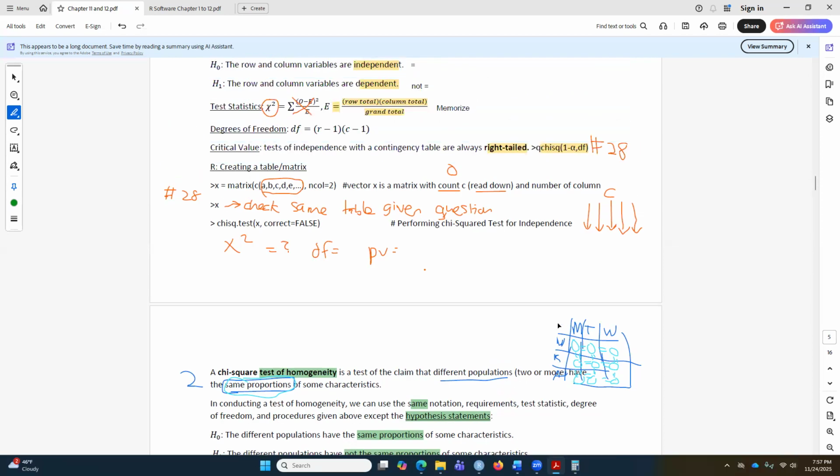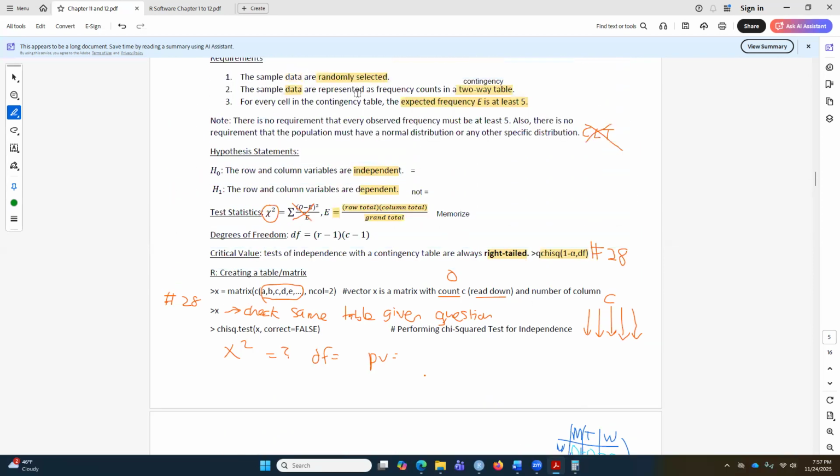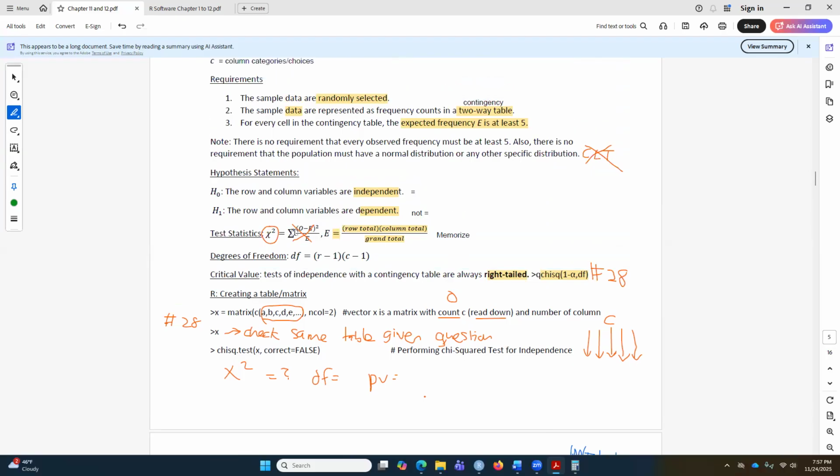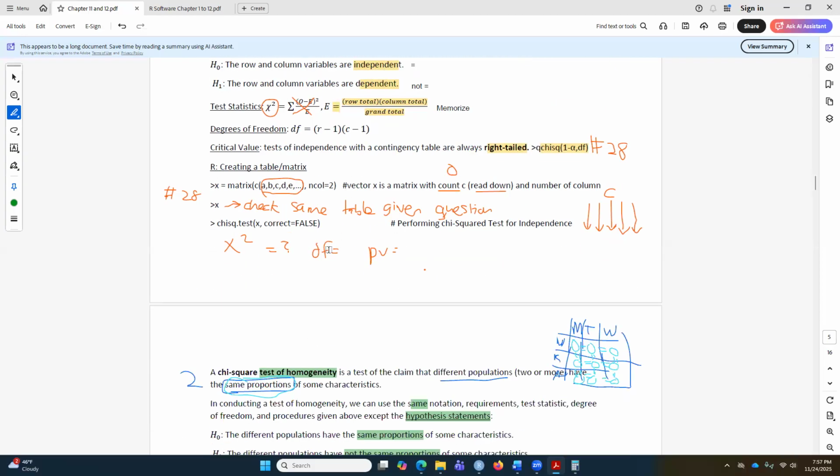The rest is going to be the same. You will still use the same requirement. You still have to use the same test statistic, chi-square. If you want to find the expected frequency, same formula. The degree of freedom is the same. Critical value is the same. You have to do a matrix and all these things in your RStudio to find your p-value and your test statistics. Everything is the same. In other words, the only difference is the statement is different for this case.